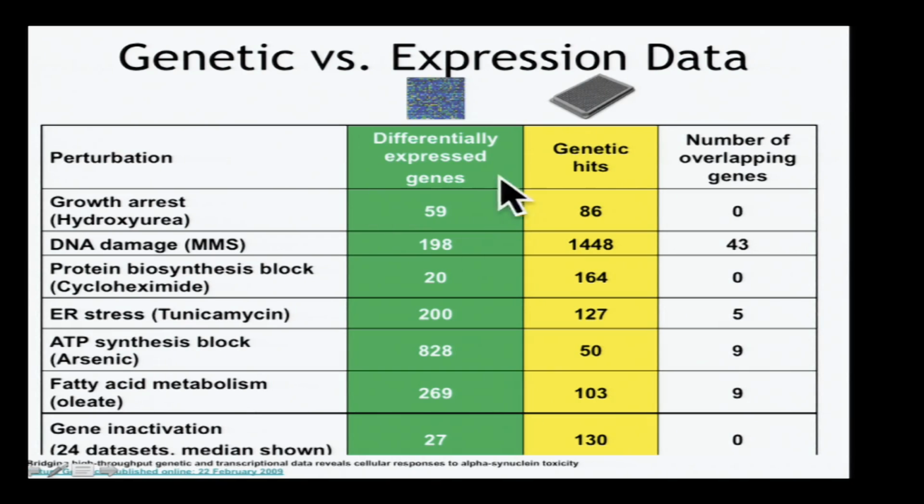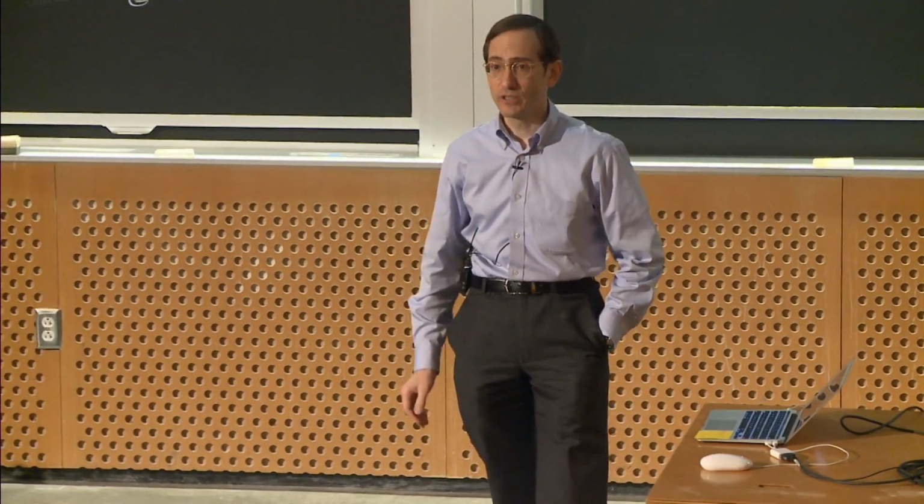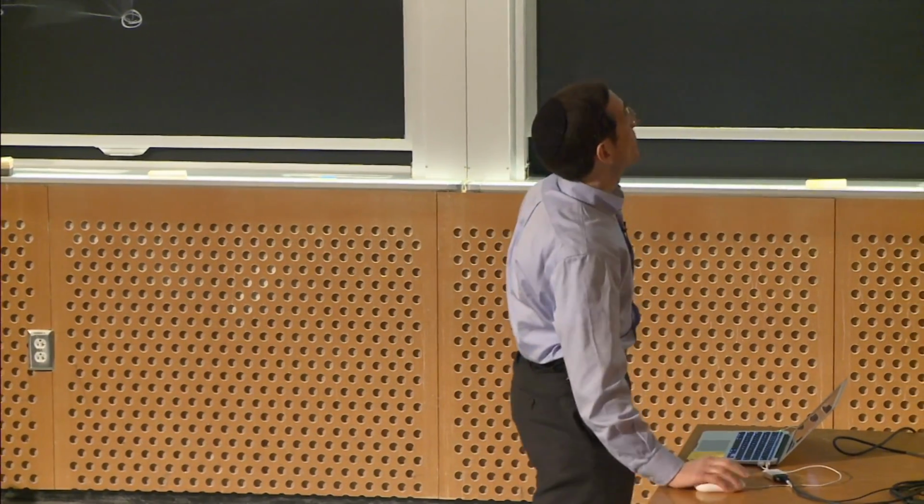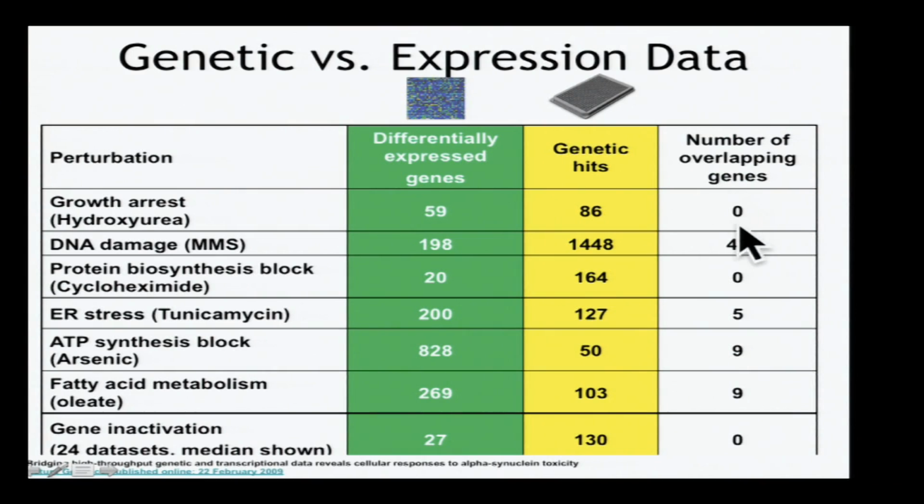So here we're looking at which genes are differentially expressed when you put cells under a whole bunch of these different conditions, and which genes, when knocked out, affect viability in that condition. And then the right-hand column shows the overlap in the number of genes. And you can see the overlap is small. In fact, it's less than you would expect by chance for most of these.